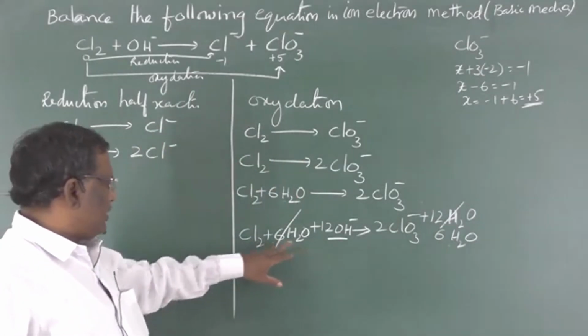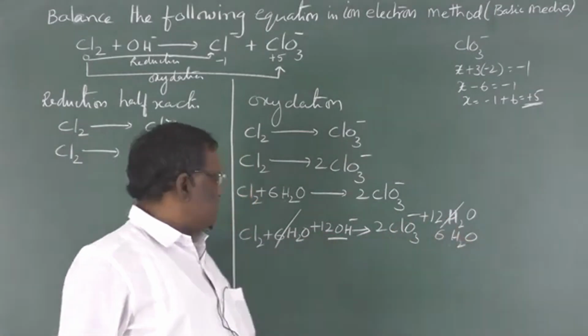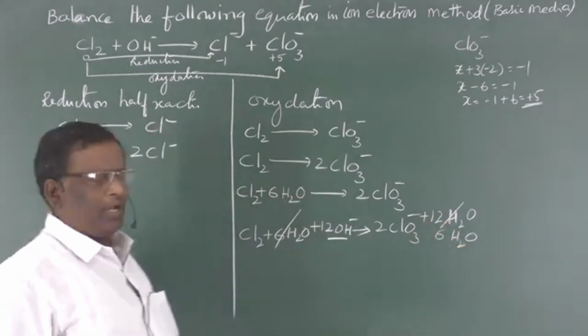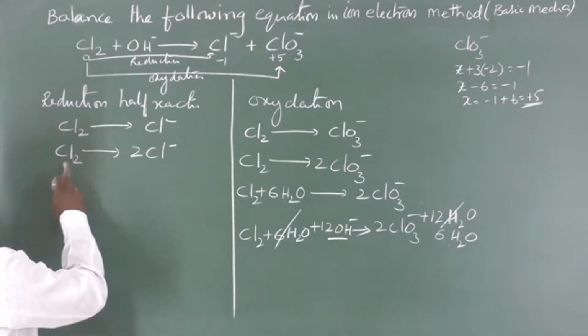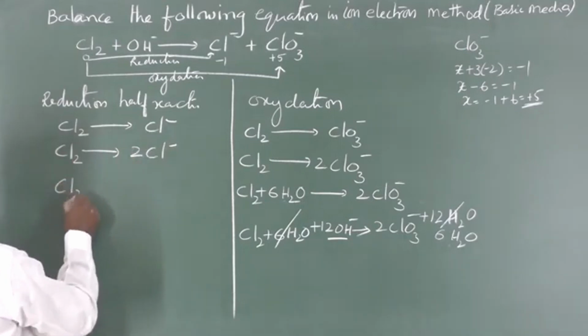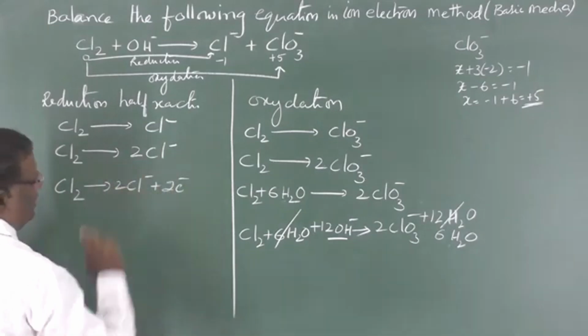So that both hydrogens and oxygens are balanced. Because here, 2 threes are 6 plus 6, 12 oxygens. And 6 twos are 12 hydrogens. Both are balanced. Now electrons. This side 0 to minus 1 and 2 chlorines are there, so in the reduction half reaction, 2 electrons are absorbed: Cl2 plus 2 e minus.